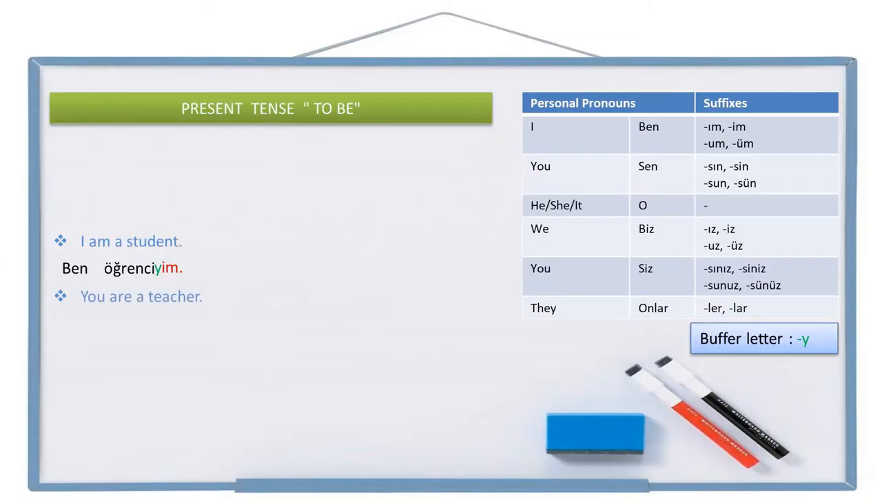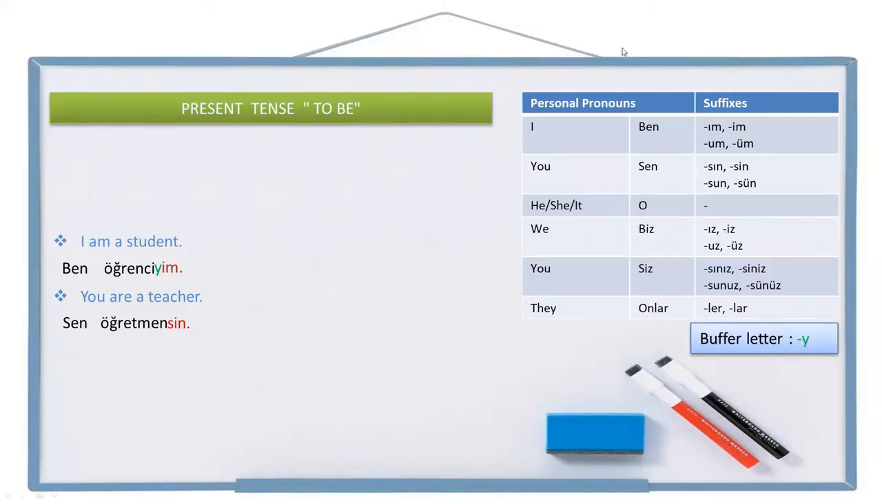You are a teacher, but we are going to say you are teacher. Person pronoun you, sen, teacher, öğretmen, and the person pronoun suffix to the end, öğretmensin. You are teacher, sen öğretmensin. It's that simple. Person pronoun, the noun, and the person pronoun suffix to the end.